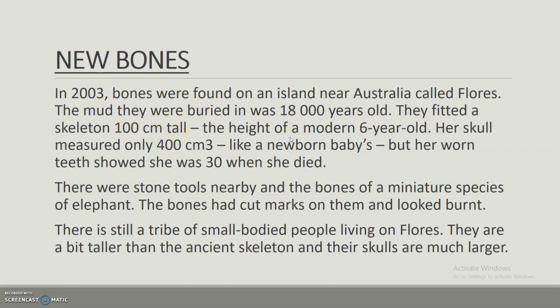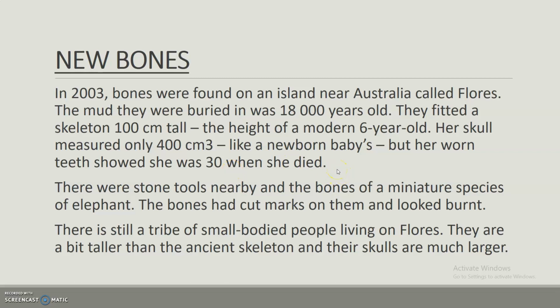Okay, so they got a skeleton from the ground. It was actually 18,000 years old. Her skull, what does it mean? That skeleton was actually the skeleton of a woman. Her skull measured only 400 cubic centimeters. That means the skull is very small, right? Only 400 cubic centimeters, like a newborn baby's. So you can imagine, nowadays the newborn baby's skull is very small, right? Just like that skull, but her worn teeth showed she was 30 when she died.